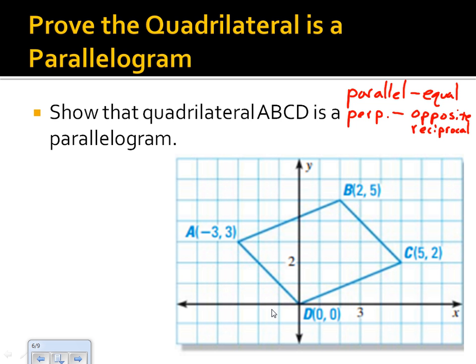Okay? I realize this is a long problem. So we want to compare AB with which other one? What's the one that we want to look for to see if it's parallel to it? DC. And we want to compare which other two? AD and BC.